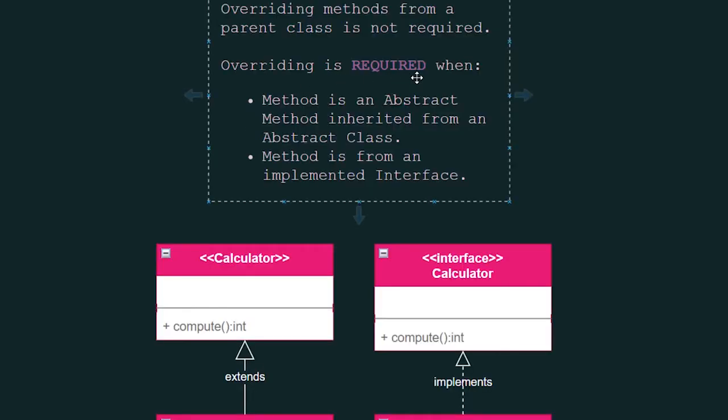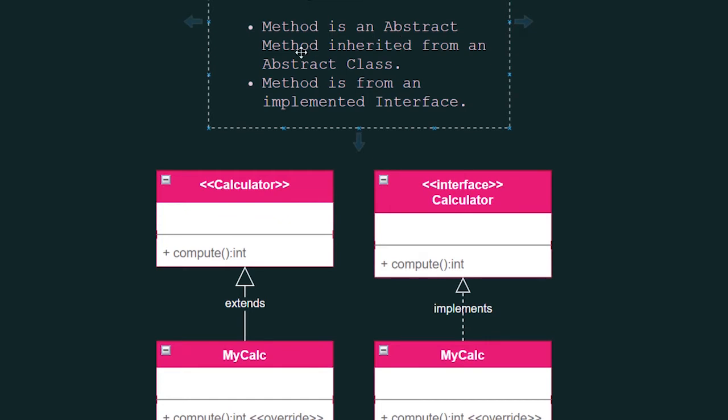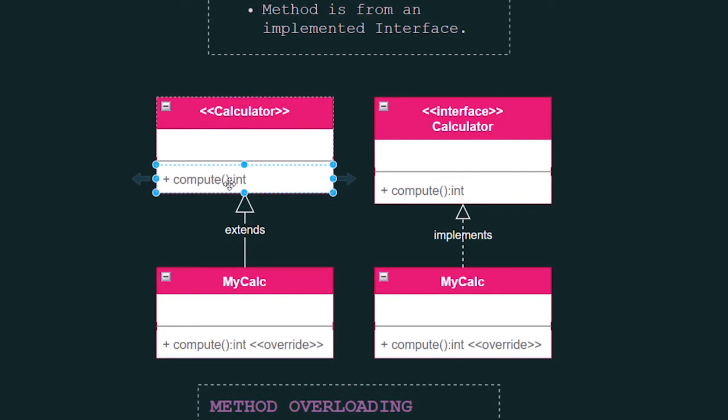Overriding is required when the method is an abstract method from an abstract class. So here we have an abstract class. The method from this class must be overridden, so it is required. Same thing for interfaces. All methods in an interface must be overridden by the implementing classes.